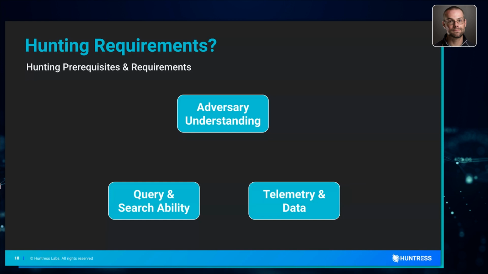And as you might guess, all three of these items are mutually reinforcing, with an understanding of the adversary guiding what queries and searches we need to execute, so long as we have an understanding of where telemetry and data will enable us to identify those adversaries or the actions of those adversaries. This process, or rather this set of activities, forms the basis and the foundation of a successful and viable threat hunting program.